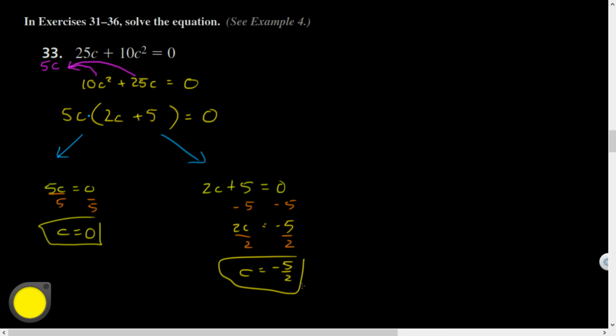And if I did a check where I plugged this in for both c's in the original problem, it would work out. I'm not going to take the time to do that right now.